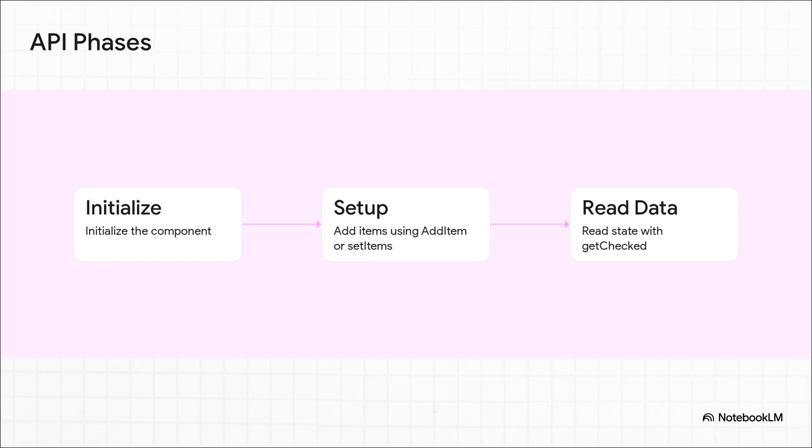Phase 1, initializing the view and establishing your event callbacks. Phase 2 is the setup. This is where you're dynamically adding items using add item, or maybe passing an entire map of items using set items. And finally, phase 3 is reading that data back when the user actually interacts with it, using methods like getChecked or getSelectedIDs. It's just a very logical, structured flow. Makes your code incredibly readable.